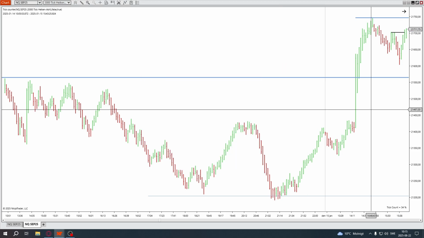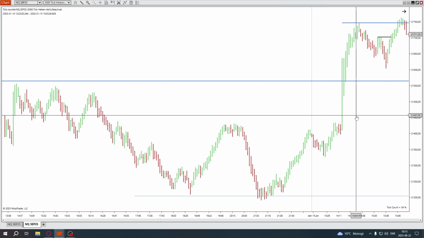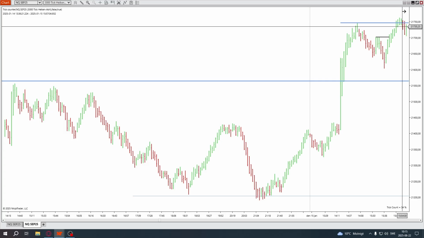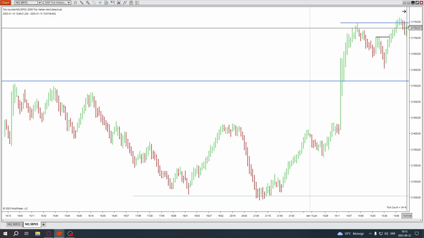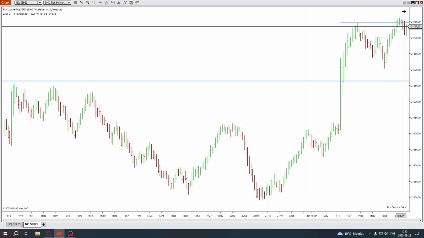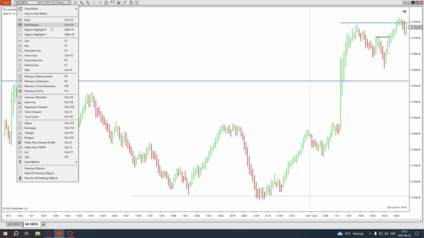And when this happens, you could say that buyers are in control. Okay, so buyers are in control. They breach through this higher high as well, and then they take control once more at what could possibly be a swing low.